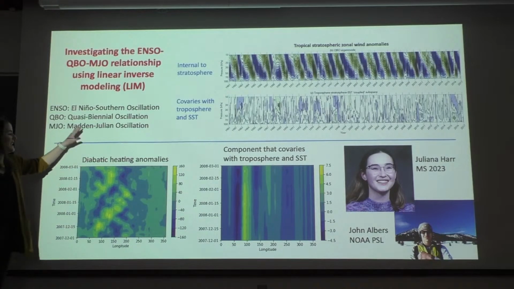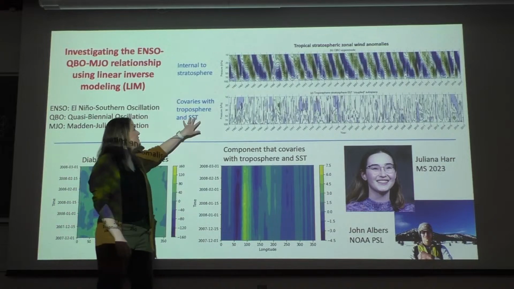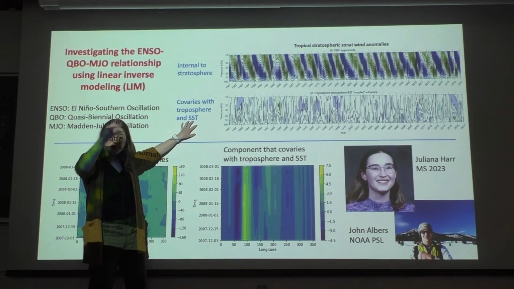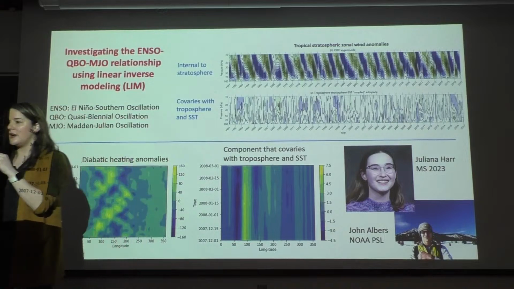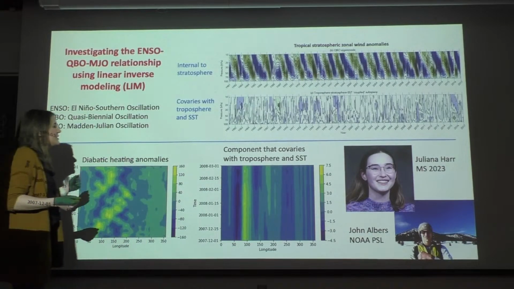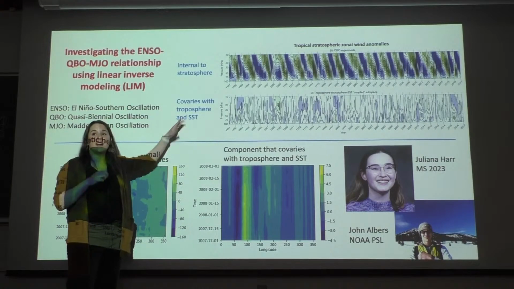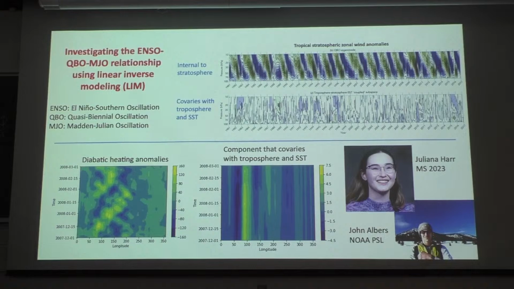But long story short, one of the things you can do with linear inverse modeling is separate components. So what's internal to the stratosphere versus what actually communicates with the troposphere and the sea surface temperatures. So you can actually use statistics to isolate processes and better understand how different forms of variability communicate with each other.